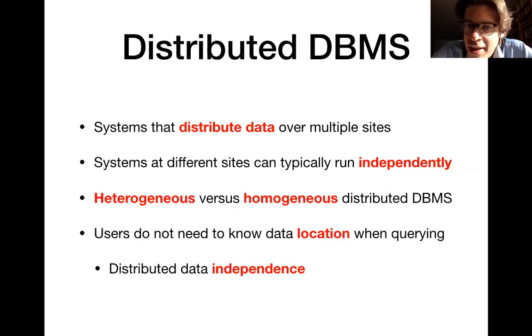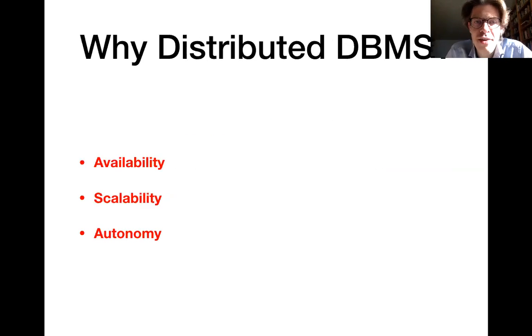In any case, to the user, this should not feel like a collection of independent systems, but this should be one system that can be queried without having to know, for instance, where the data that you're interested in is located. That is also called distributed data independence. So that is a high-level definition of distributed database management systems, and then there are many different variants. So the motivation for why we want to distribute the data, there are many motivations. Some of the most important ones are here on this slide.